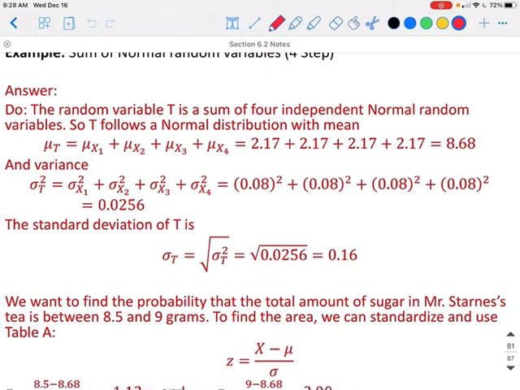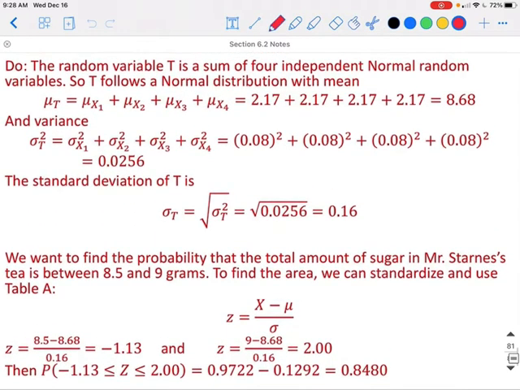Remember, to standardize it, that means you're going to find the z value, and z is equal to x minus mu over sigma. So we are going to have to standardize it for 8.5 and for 9 because we want to find the probability that is between those 2 values. So we'll do 8.5 minus that 8.68 divided by the standard deviation of 0.16, and that will give you a z-score of negative 1.13. We'll do the same thing with our x value of 9, and you'll get a z value of 2.